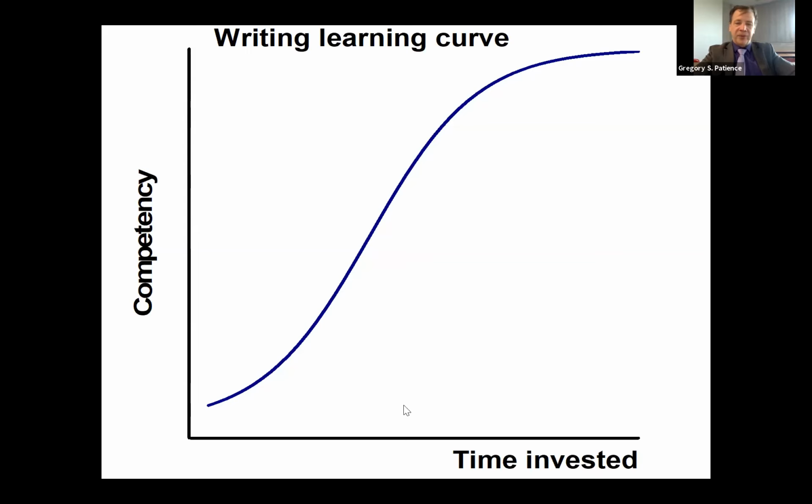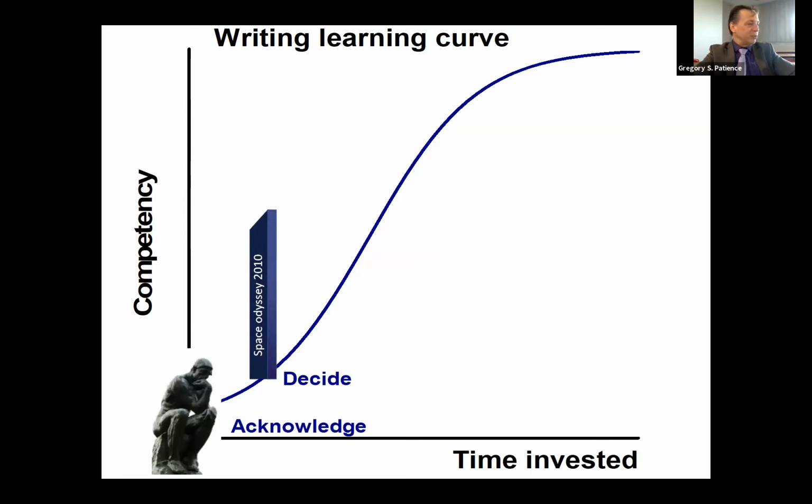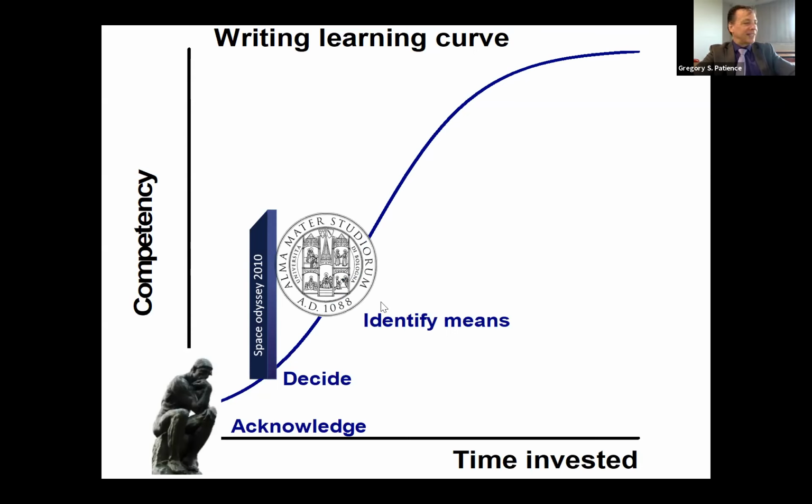And so the first step is you've got to acknowledge that you can improve, okay? Then you have to decide to improve. Because you acknowledge it doesn't mean you're going to do it. Decide that you want to do something, okay? Next, identify the means. And this is the oldest university in Europe. It's the Bologna. Then the next step is practice.